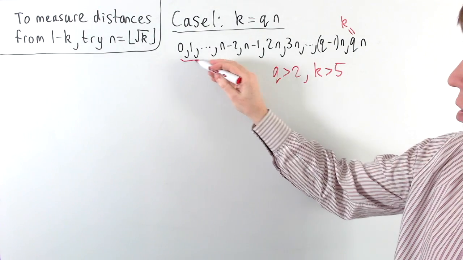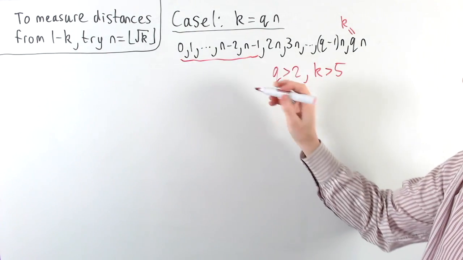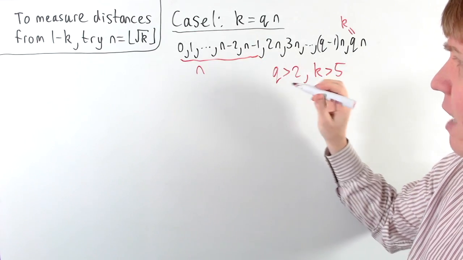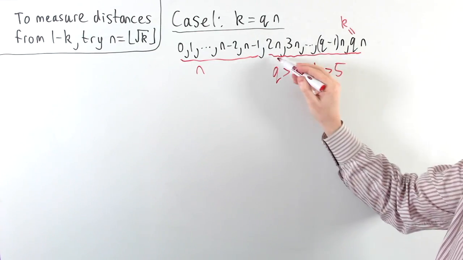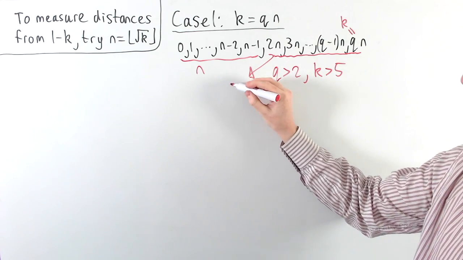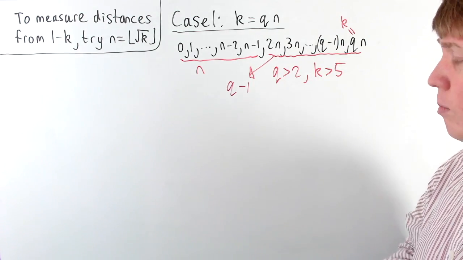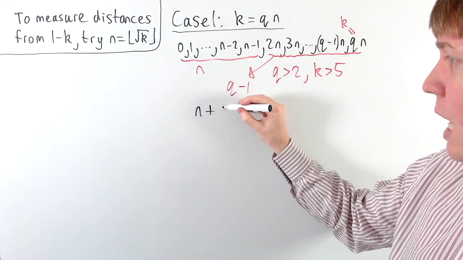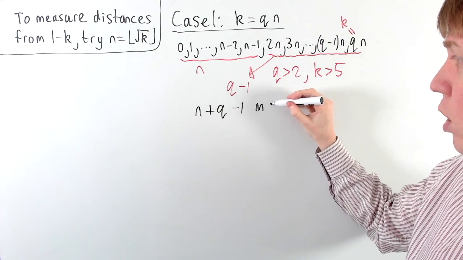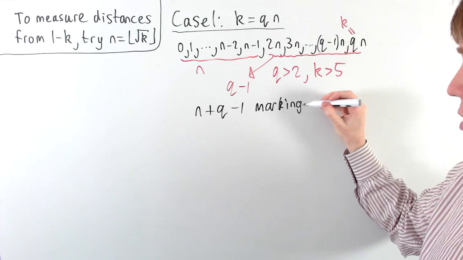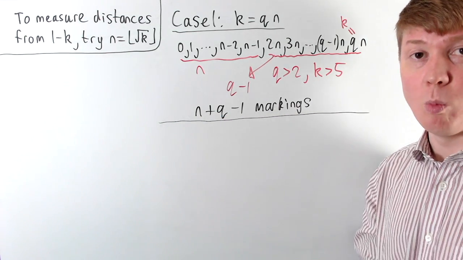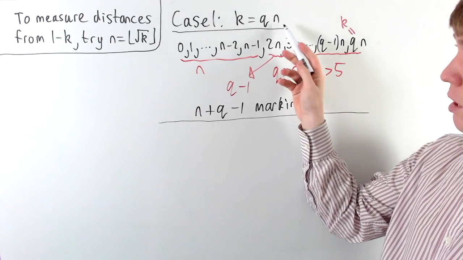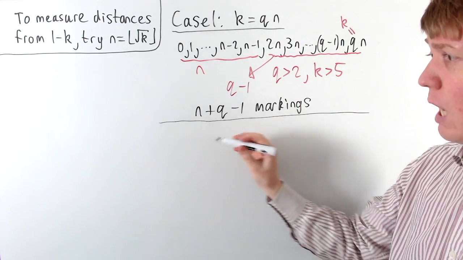So how many markings have we actually got? Going from 0 up to n minus 1 gives us n markings. Then we've got 2n, 3n, all the way up to q times n. So this is just going to be q minus 1 markings. So in total we've got n plus q minus 1 markings that we need, following this method, to be able to measure all the distances from 1 to k, so long as we're in this situation where n is a factor of k.